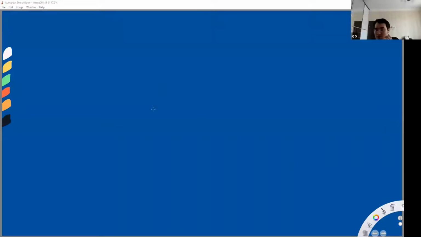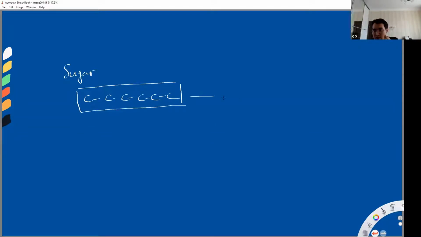So do you see my screen? Yes. Okay, so sugar, for example, glucose, has 6 bonds between these carbons. And whenever we have this process of respiration, which means we oxidize the glucose, we break these bonds, okay?